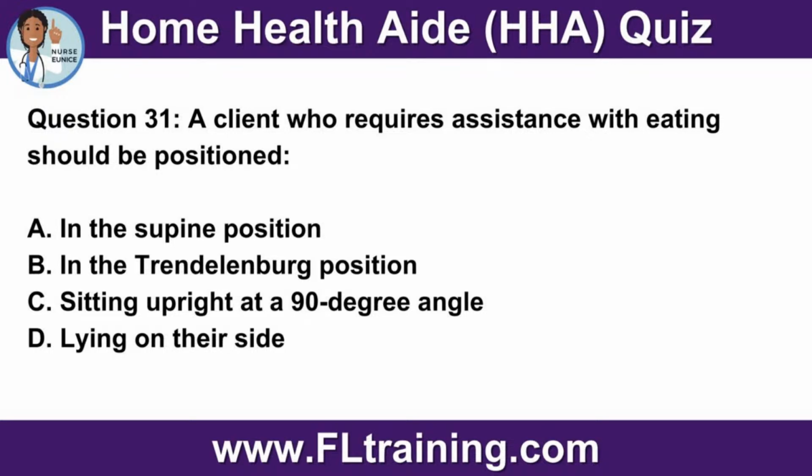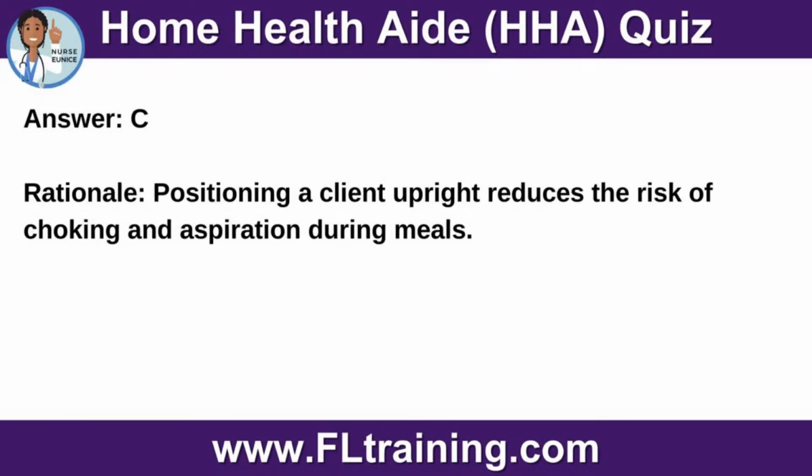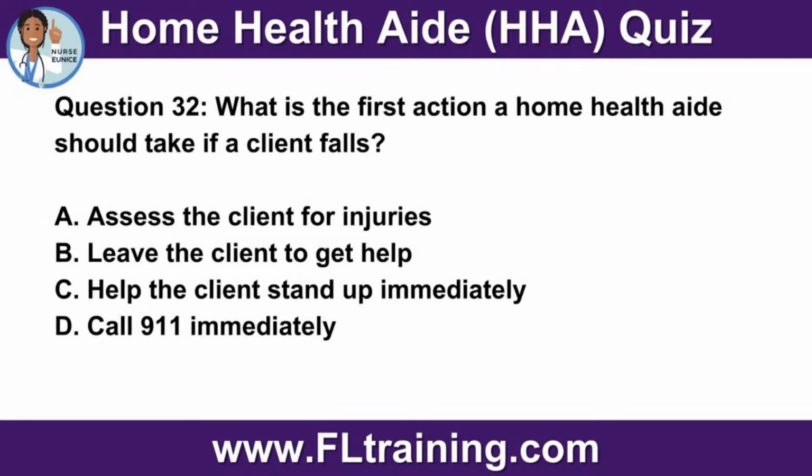Question 31, a client who requires assistance with eating, dang it, I gave you the answer, should be positioned A, in the supine position, B, in the Trendelenburg position, C, sitting upright at a 90-degree angle, or D, lying on their side. Because I just gave you this answer, I'm going to go straight to it. We all know that a 90-degree angle would be C, and we refer to that as the high Fowler's position. Positioning the client upright reduces the risk of choking and aspiration during meals.